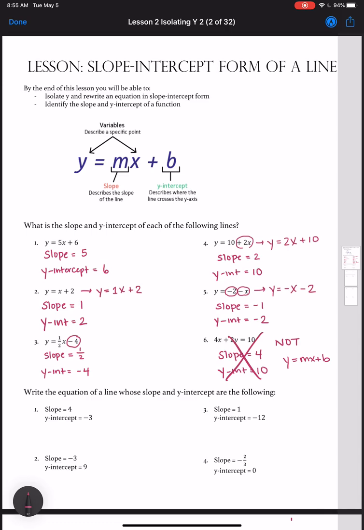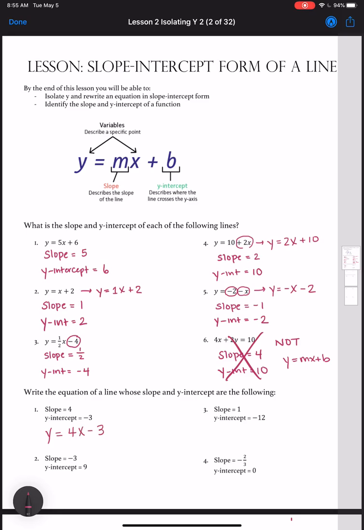Before we do that, though, I just want to be able to write the equation of a line given a slope and y-intercept. So if you're given a slope of 4 and a y-intercept of -3, the equation is going to be y is equal to 4x minus 3.